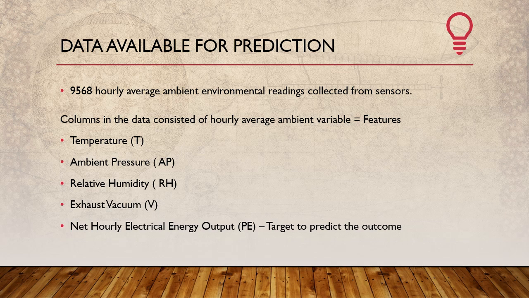And then the data points that we have are around 9,500 data points from various sensors. These are hourly average ambient environmental readings, and it consists of several input features like temperature, ambient pressure, relative humidity, exhaust vacuum, and the target variable is the net hourly energy output. That's the PE. That's what we are going to try to predict.